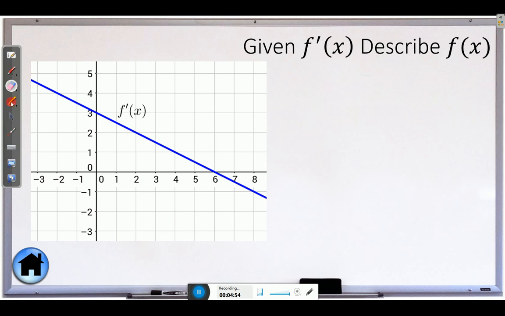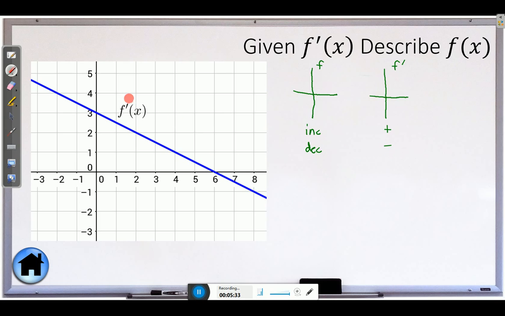Alright, so here we are given f prime. This is the derivative. Can we describe the original function? All right, so I'm going to click up here, draw my two graphs. If this one is f, this one is f prime. And the relationship I know is that if f is increasing, then the derivative must be positive. And if f is decreasing, the derivative must be negative.